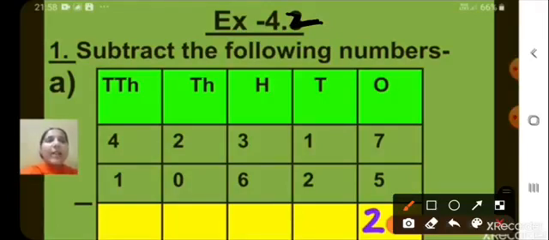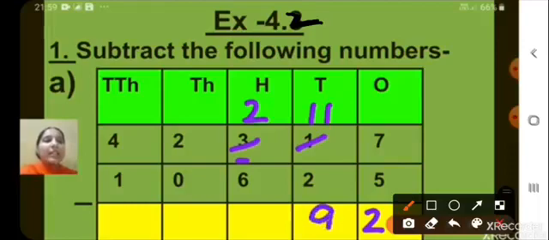Now let's move to tens column. There you can see 1 minus 2. 1 minus 2 is not possible. It means we have to borrow from hundreds place. And what is the digit at the hundreds place? That is 3. So when we borrow 1 from 3, 2 will be remaining here, and this 1 at the tens becomes 11. Now 11 minus 2, what we'll get? 9.